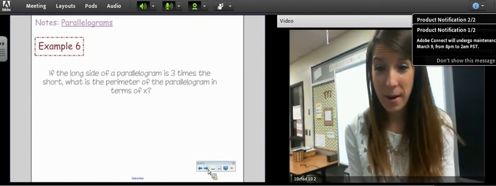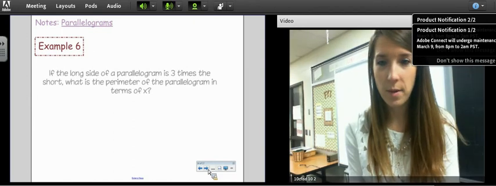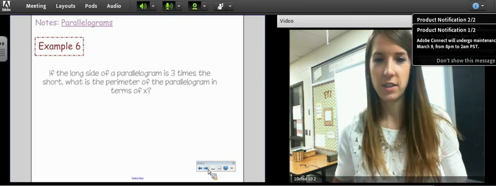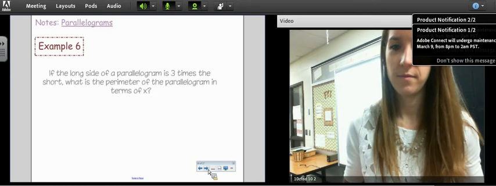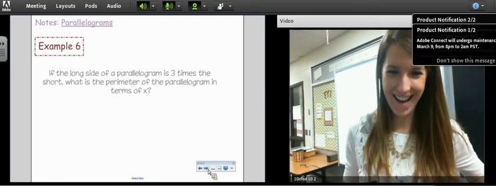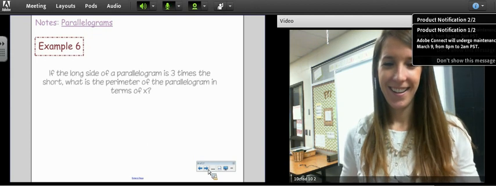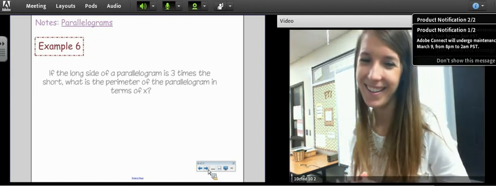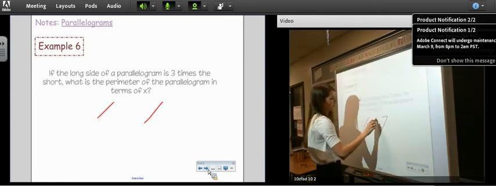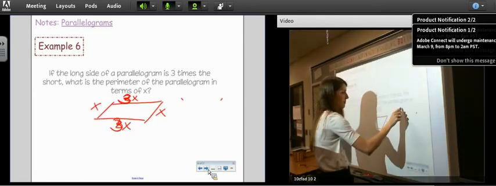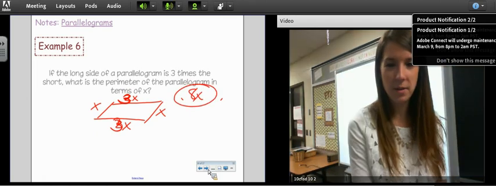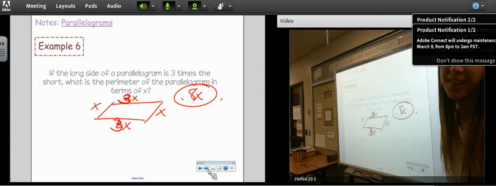If the long side of a parallelogram is 3 times the short, what's the perimeter of the parallelogram in terms of x? It's a race. Go. Who's going to get it first? George, you're so fast. Oh man, that was good. Teacher knows how to do it. I just can't even write down the right numbers to save my life. Very nice.